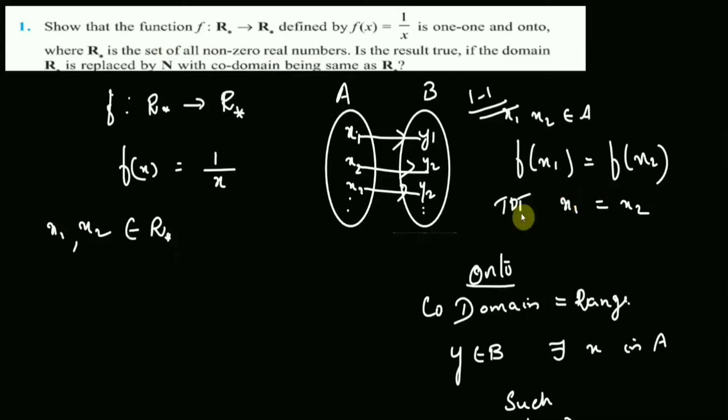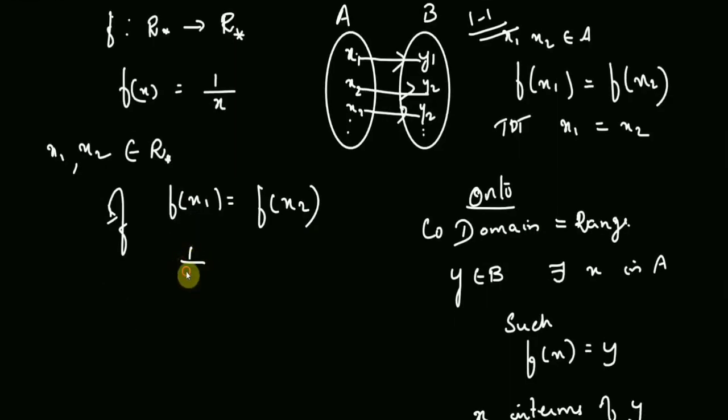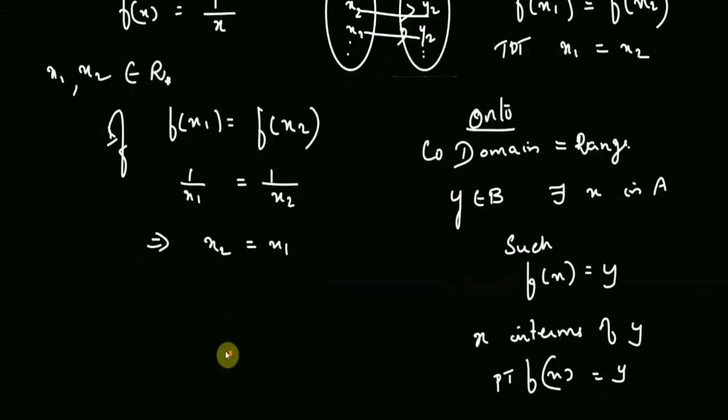Now we are going to use this algorithm. f(x1) is equal to f(x2), that means same images, 1/x1 is equal to 1/x2. This means x2 is equal to x1, or x1 is equal to x2. Therefore the function is one-to-one. We have proved that the function is one-to-one. Now we have to prove it is onto.